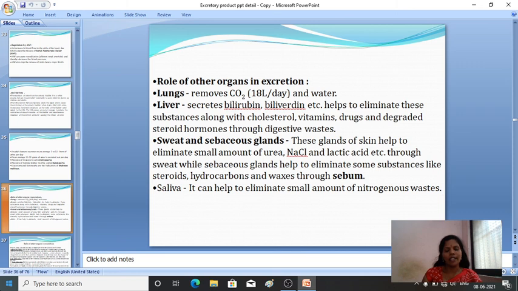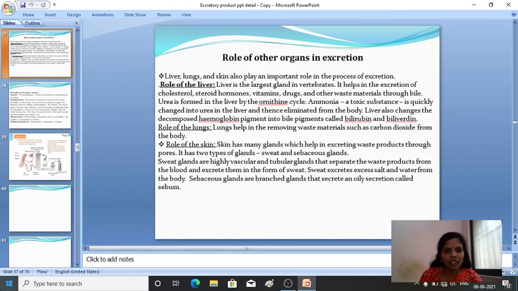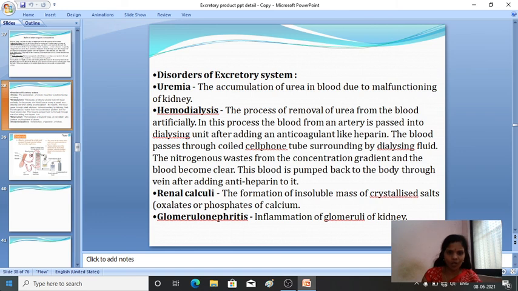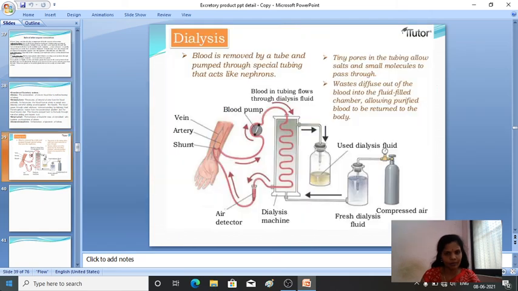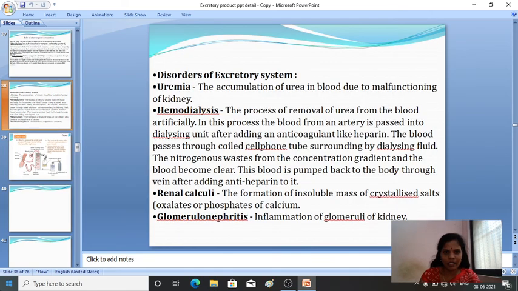Then apart from the excretory system, other organs are also associated with the kidney, which help in the elimination of waste. That is the liver, lungs and the skin. They also play a very important role in the process of excretion. Last come the disorders: uremia, hemodialysis, renal calculi and glomerulonephritis. Okay, hope it is clear to you.